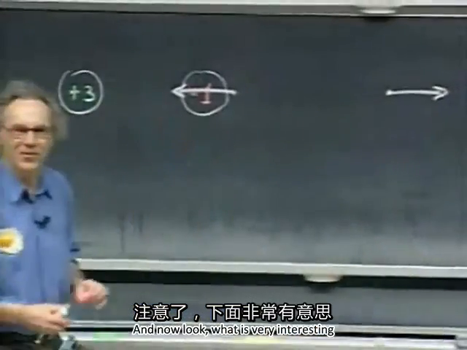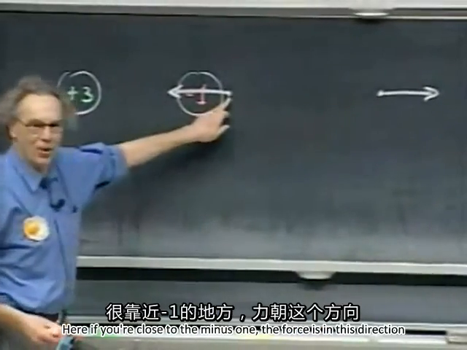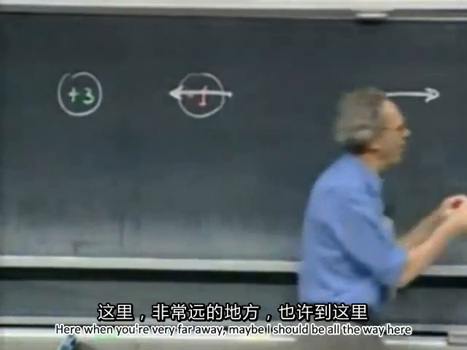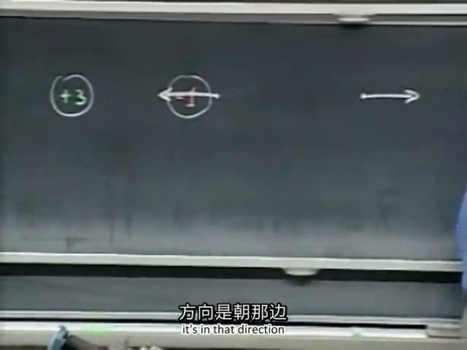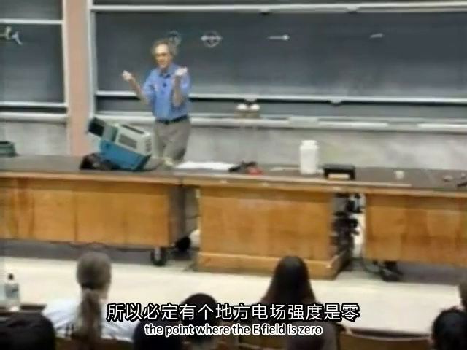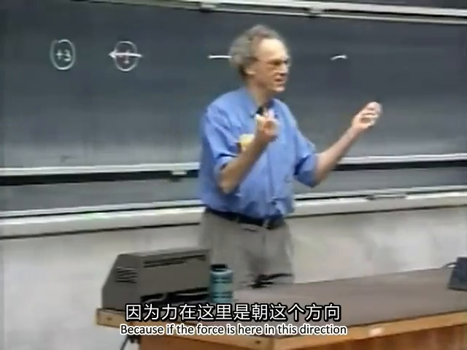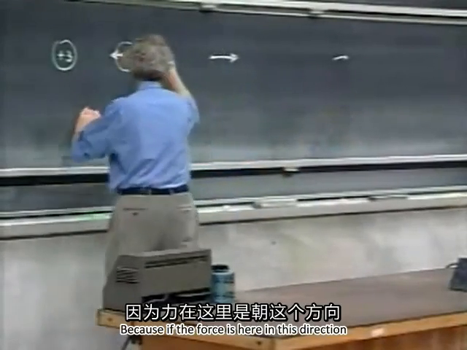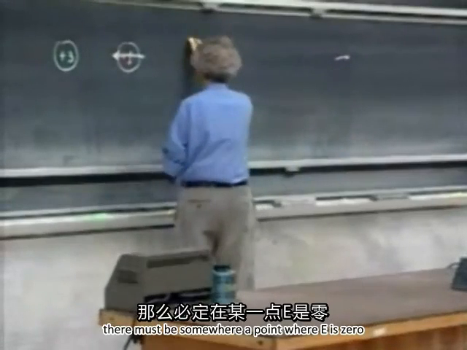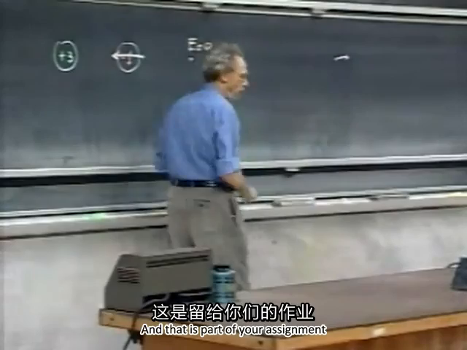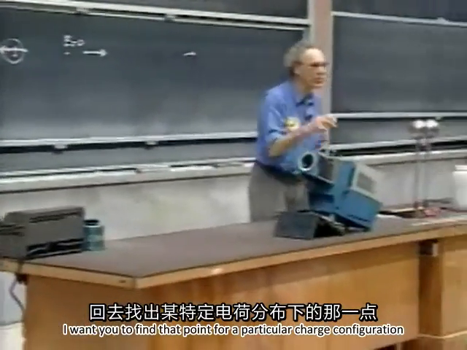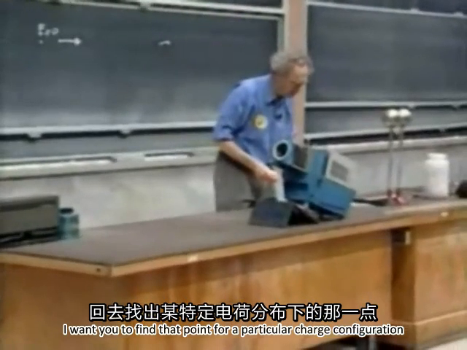And now look, what is very interesting. Here, if you're close to the -1, the force is in this direction. Here, when you're very far away, maybe I should be all the way here, it's in that direction. So that means there must be somewhere here a point where the E field is 0. Because if the force is here in this direction, it ultimately turns over in that direction, there must be somewhere a point where E is 0, and that is part of your assignment. I want you to find that point for a particular charge configuration.